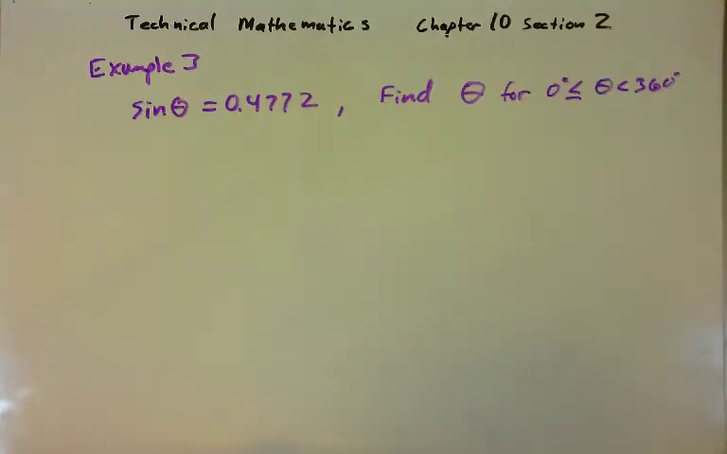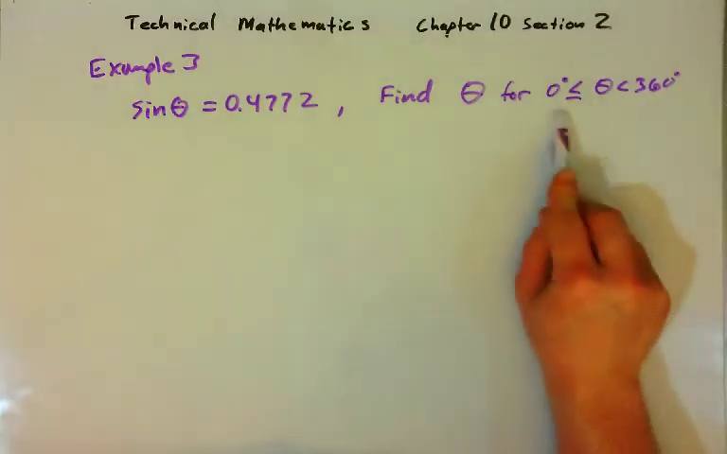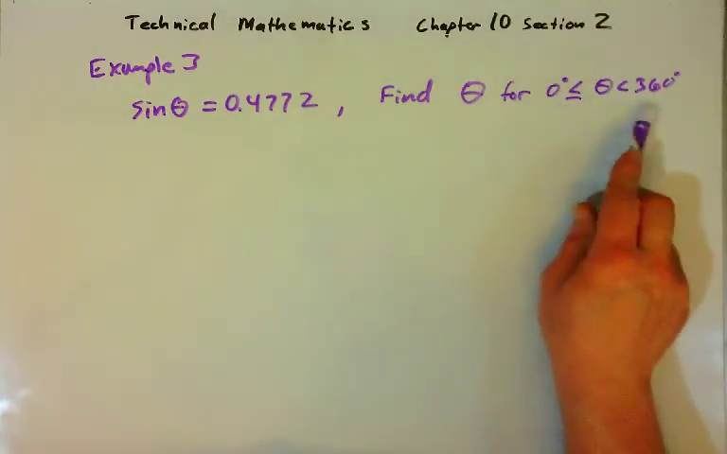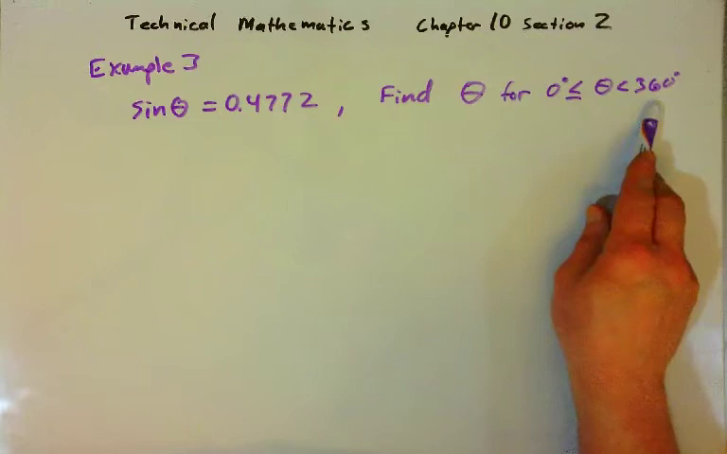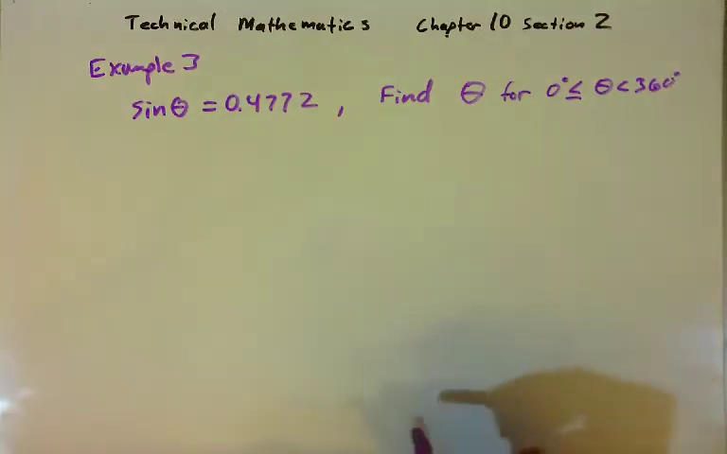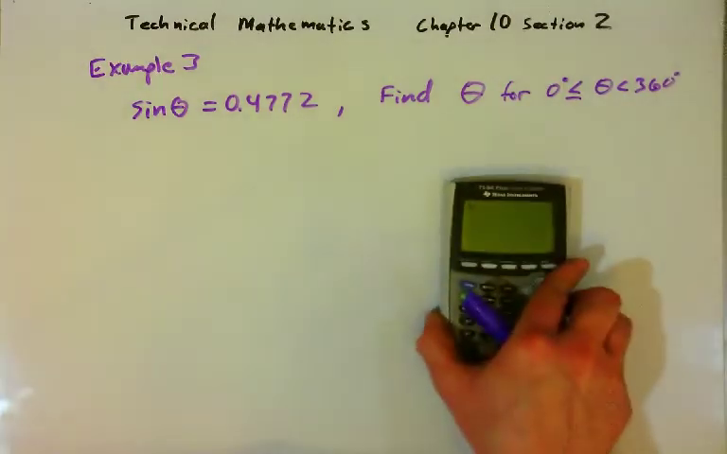This is example 3. It says sine theta equals 0.4772, and they want us to find theta. And they want us to make sure that we get an answer for theta that is greater than or equal to 0 degrees, but less than 360 degrees. So in other words, they want the angle to be positive, and they don't want it to go all the way around in a circle more than just one time. And so we can use our calculator to do this.